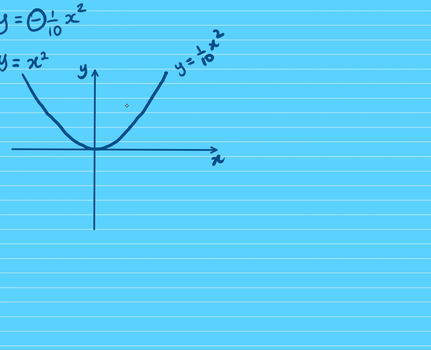Now the negative function here just reflects it in the x-axis so that your graph, instead of being up there, comes down here.